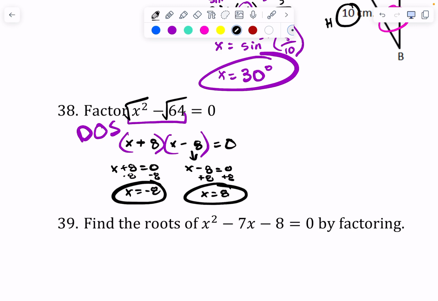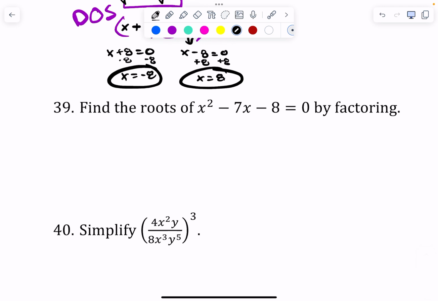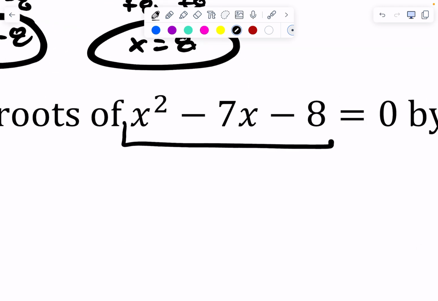Yep. Since these are so easy, can we just work on something else? No. Why? I did 39. We're almost done, kid. Come on.